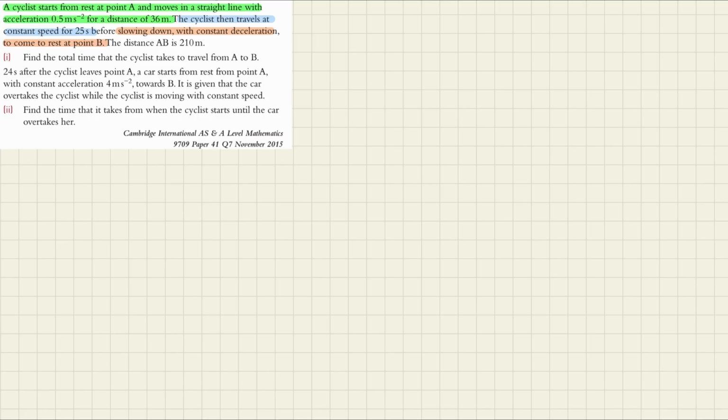So I'm going to start by representing this on a line. So the green portion for the cyclist, so the cyclist is accelerating, and we know that this is 36 meters. Then the blue portion, where the cyclist is moving at a constant velocity or constant speed, and the car catches up with the cyclist somewhere on that section.